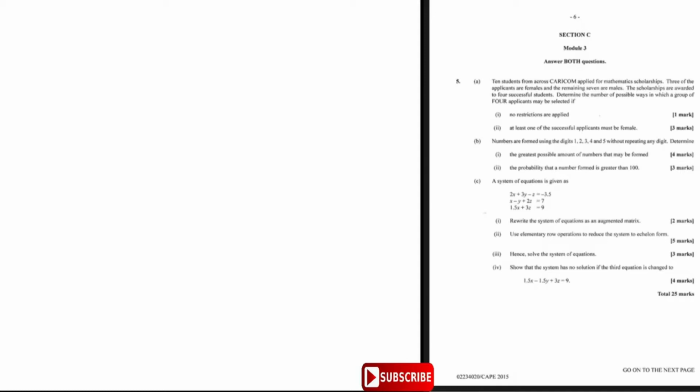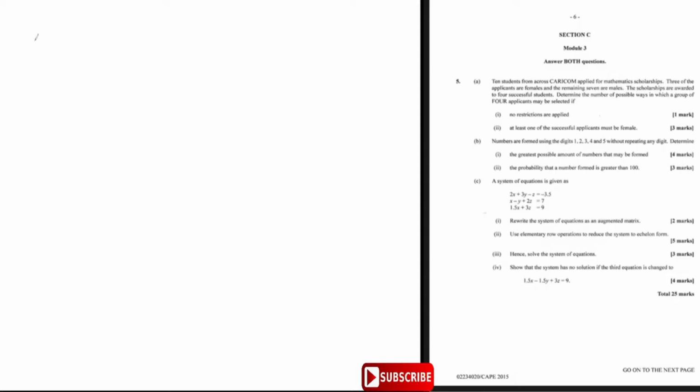Question 5 says, 10 students across the Caribbean community apply for mathematics scholarships. 3 of the applicants are females and 7 are males. The scholarships are awarded to 4 successful students. Determine the number of possible ways in which the 4 applicants may be selected if no restrictions are applied.